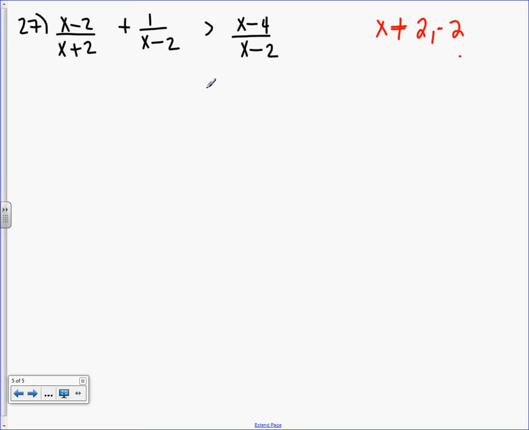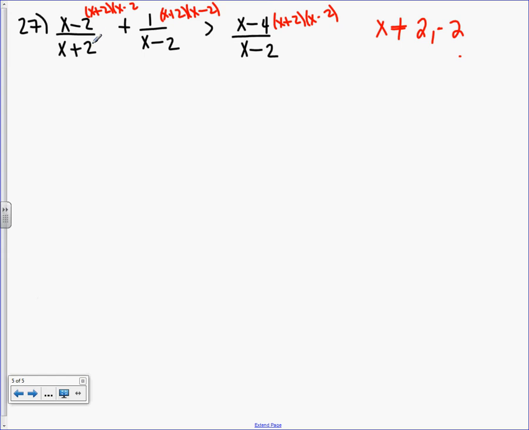So I'm going to multiply everything by x plus 2, x minus 2, because that's what all the denominators are. Do you guys get that by now? Is anybody confused by that? If after you do this step, the fractions didn't disappear, you messed up. Okay, so if the fractions don't disappear, try it again, basically, is what I'm going to say.